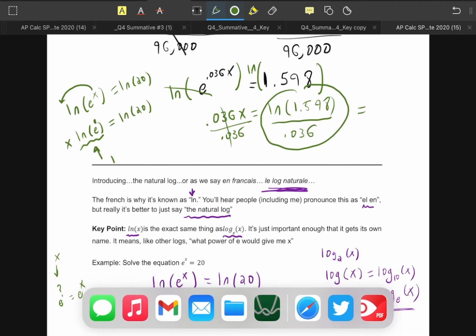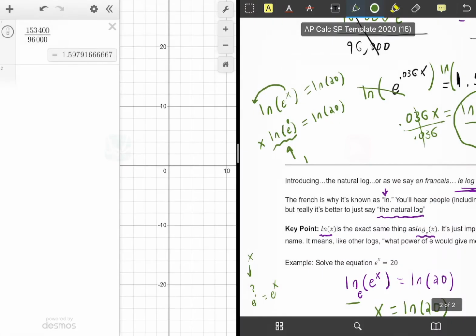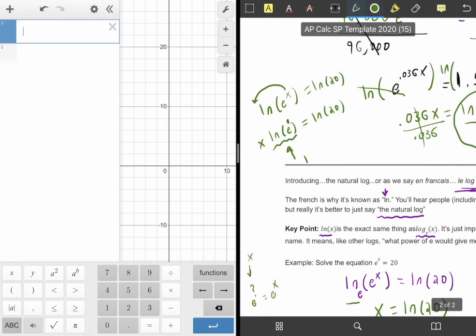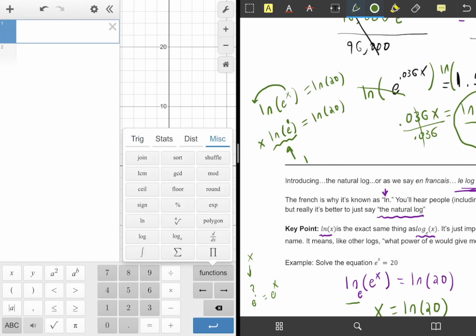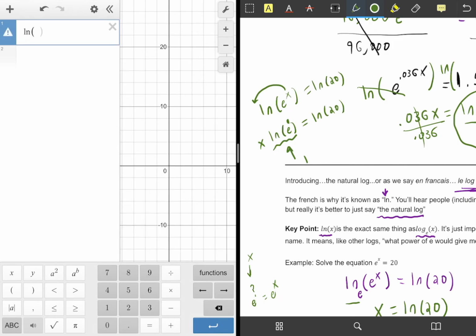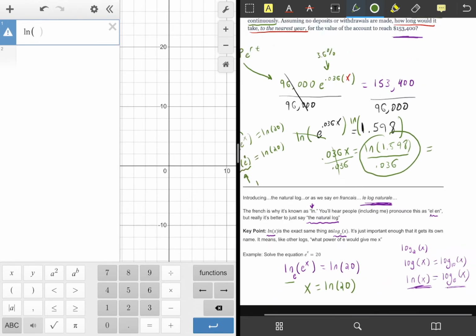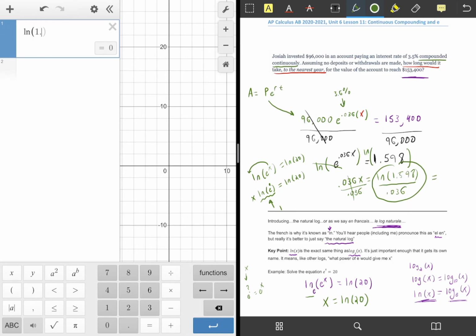Now all we have to do is go over to our calculator and type in the natural log, and it should be somewhere around here. If you go to functions, miscellaneous, here it is. Let's see, natural log right there. Natural log of 1.598. And we're going to divide that by 0.036. That's going to get us about, it says to the nearest year, about 13 years. 13 years will be how long this takes. You could plug that back in for X to test that one out.